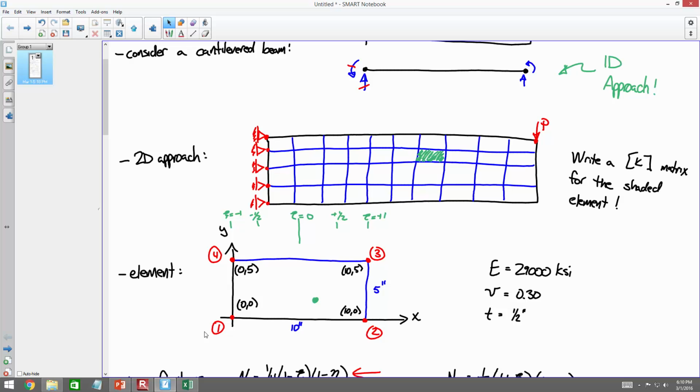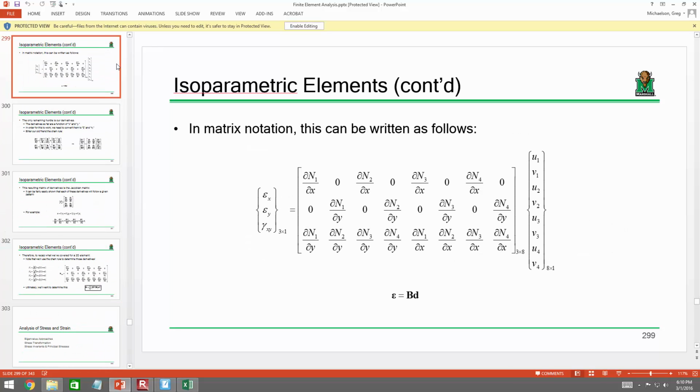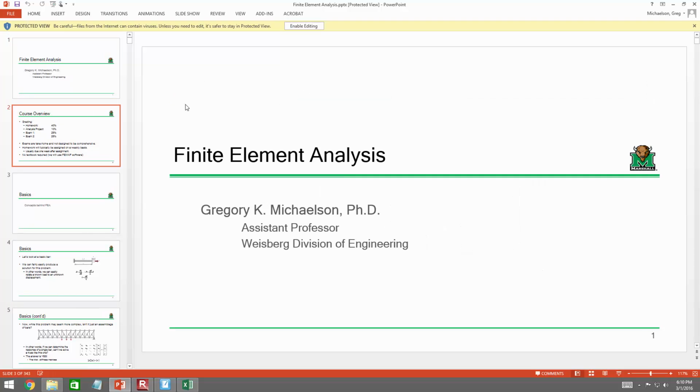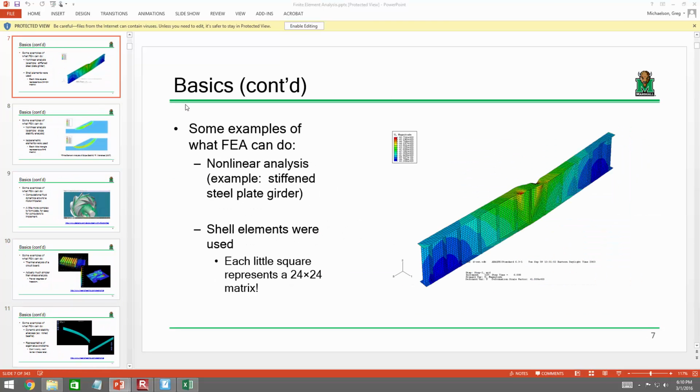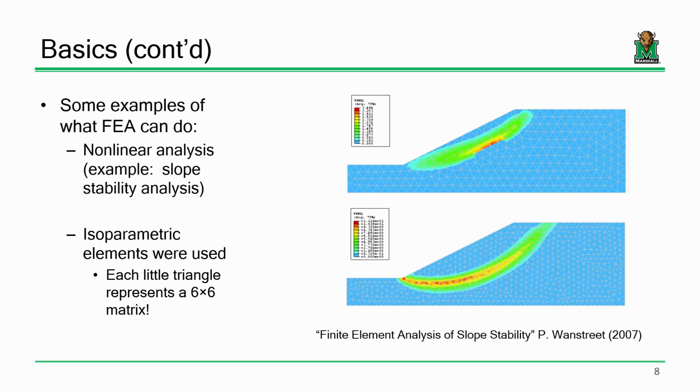Think about that. Go back to the very beginning of the PowerPoint that we used this semester. Look at some of these applications I was showing you. Look at this. Just imagine, each one of those little elements has got to do that. And these are shell elements, so the stiffness matrices get a lot bigger. Let's bring it down to scale a little bit. A two-dimensional analysis of a slope failure. These are triangular elements, so they're 6 by 6 instead of 8 by 8. But this program has to do that for every single one of these elements, every one of them, assemble it, then solve for the displacements. That's a lot of math.